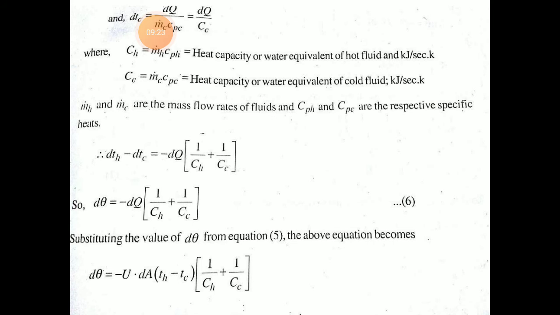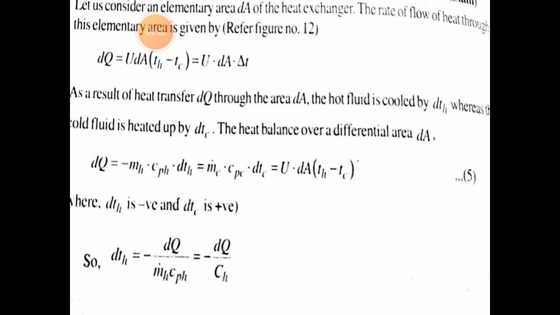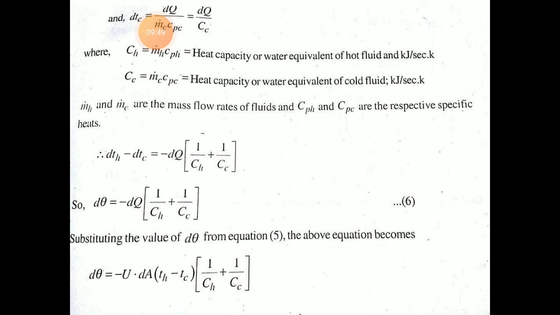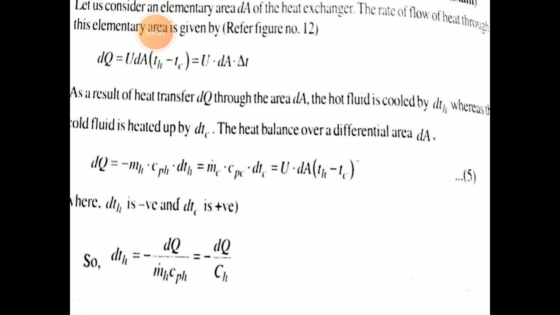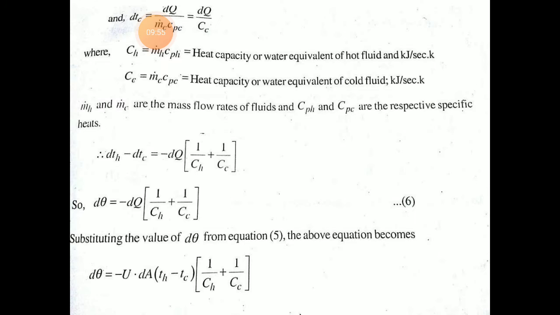So dTh minus dTc is the temperature difference between hot and cold fluid, which is very small, that's why d theta is written. d theta is equal to minus dQ into bracket 1 upon CH plus 1 upon Cc. Substituting the value of d theta from equation 5, instead of dQ we will write it as U dA (Th minus Tc). So minus U dA (Th minus Tc) into bracket 1 upon Ch plus 1 upon Cc.